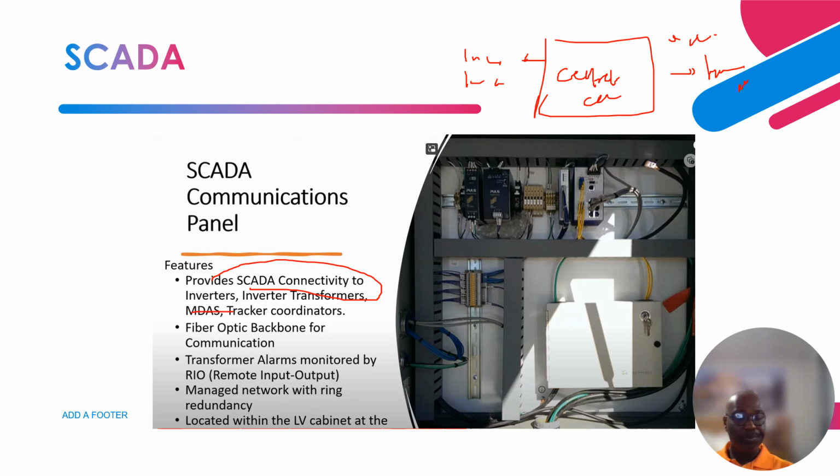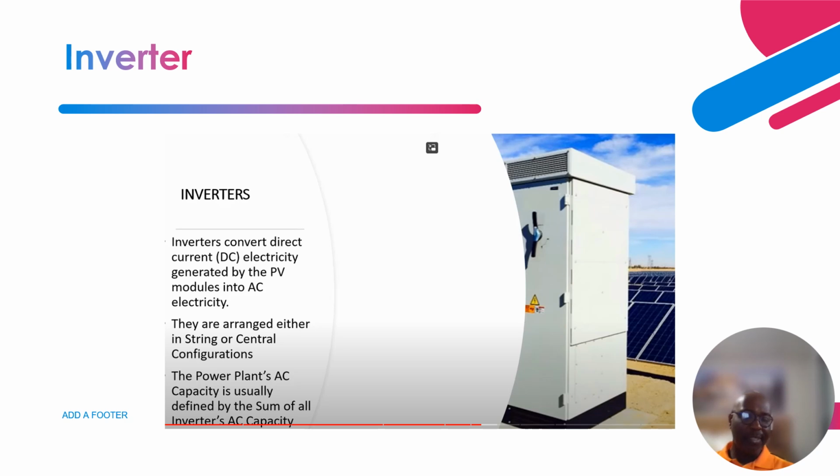Then, like I said, the solar panel itself. You also have the inverter. The inverter's goal is to invert from DC to AC voltage.